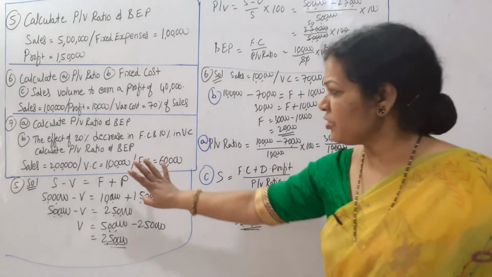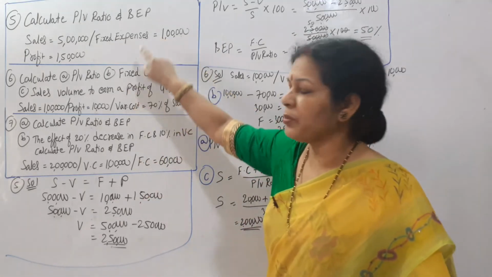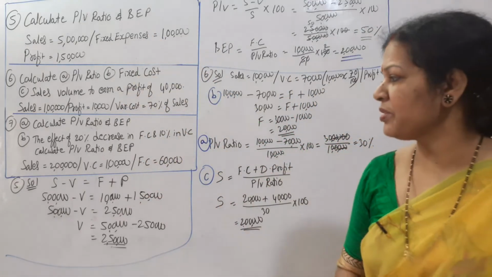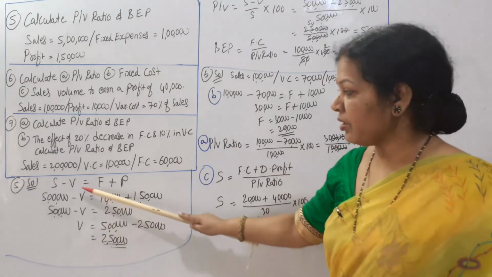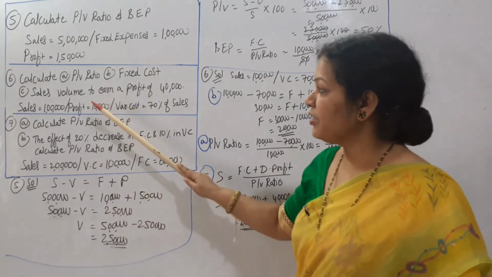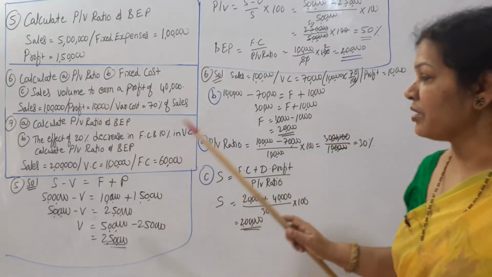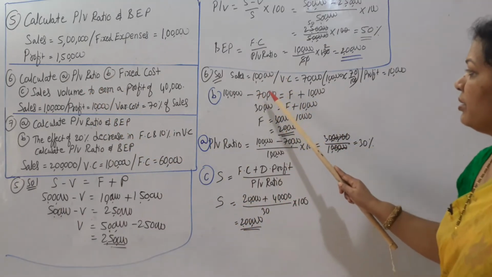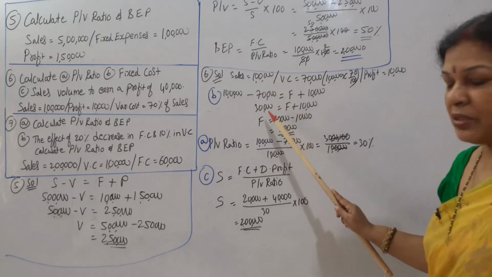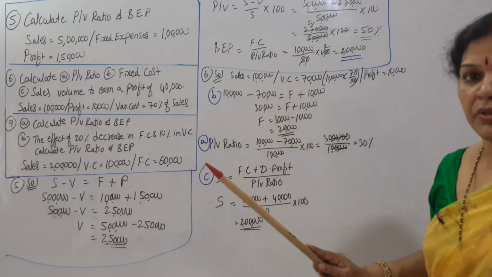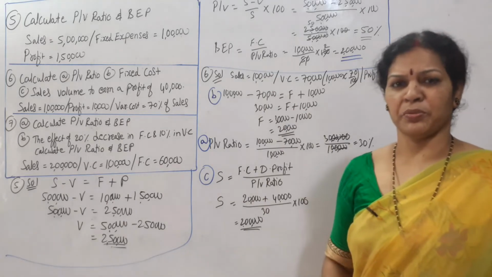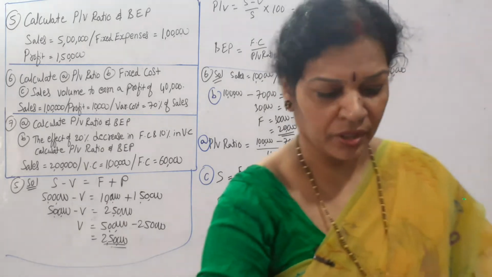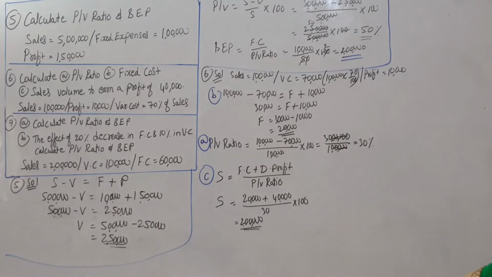Am I clear? These two problems are simple. Both the problems, something is missing. What is that missing? Here variable cost is not given. We found variable cost as per this formula, and in this problem fixed cost is missing. With the same formula, S minus V is equal to F plus P, we got the fixed cost. Then after that calculations are normal, just like the previous problem. Okay. Now third problem, for that I will clean the board.